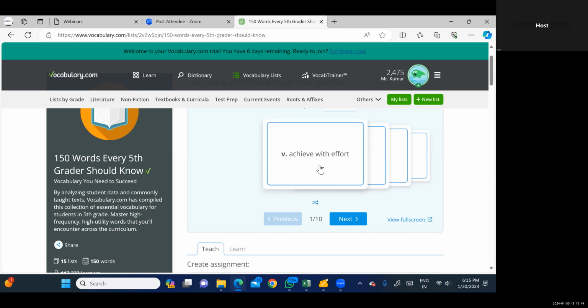Now, let's see the meaning of this word. Achieve with effort. It is not something like a teacher gives you homework and you do it and you say, I accomplished my homework. No. It's something which is difficult and you're achieving it with a lot of effort. That is accomplish. You're succeeding in doing something difficult. I accomplished reaching Mount Everest. Or I accomplished my task of completing this marathon. So something which you achieve with a lot of effort. Okay? The next word.